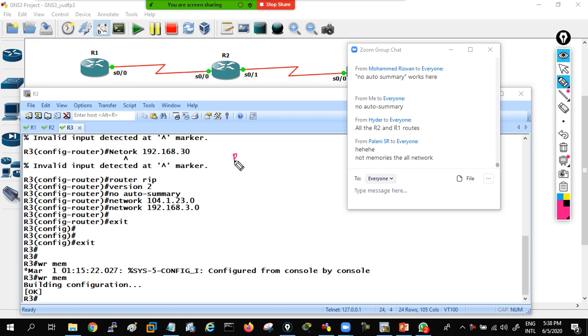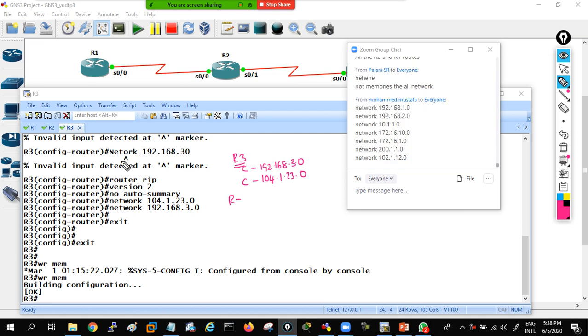In router 3, you need to have this knowledge, guys. The connected networks you have to keep in your mind. 192.168.3 network, right? And one more, 104.1.23.0. Other than that, you will get it all as RIP routes. First, let's go and write it one by one.